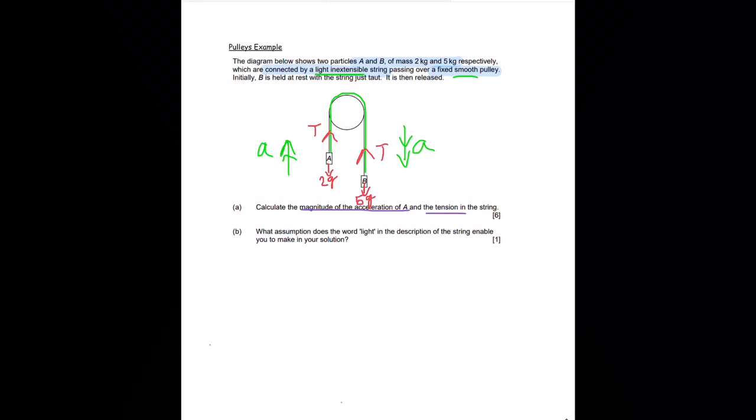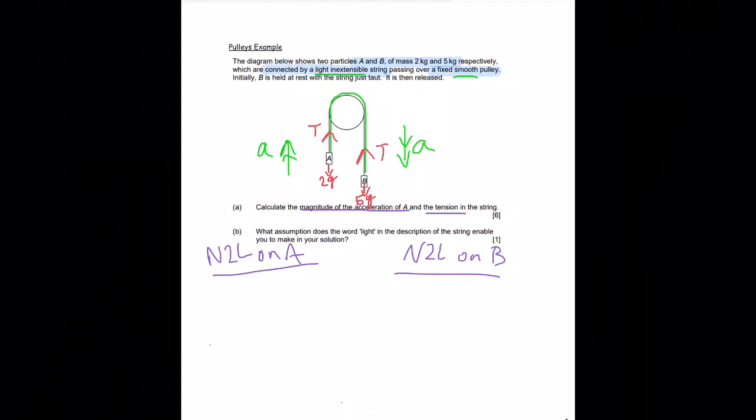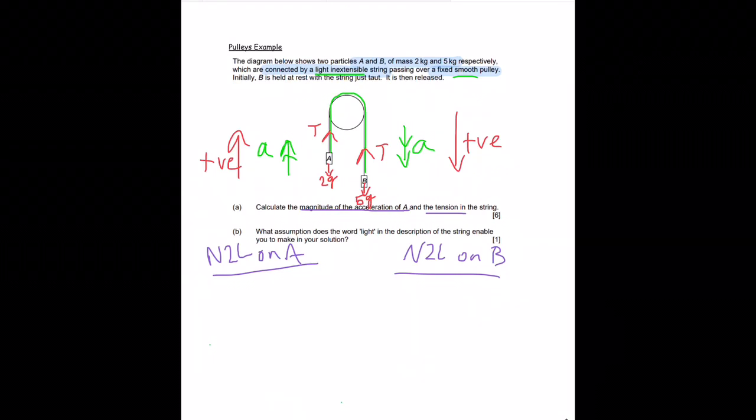All you have to do is look at Newton's second law on the one particle, and what it means, and then also look at Newton's second law on the other particle, and what that gives you. So again, think of positive direction. A is going up, so I'll take that as positive. And B is going to be accelerating down, so I'll take that as positive. So Newton's second law on A, what does that say?